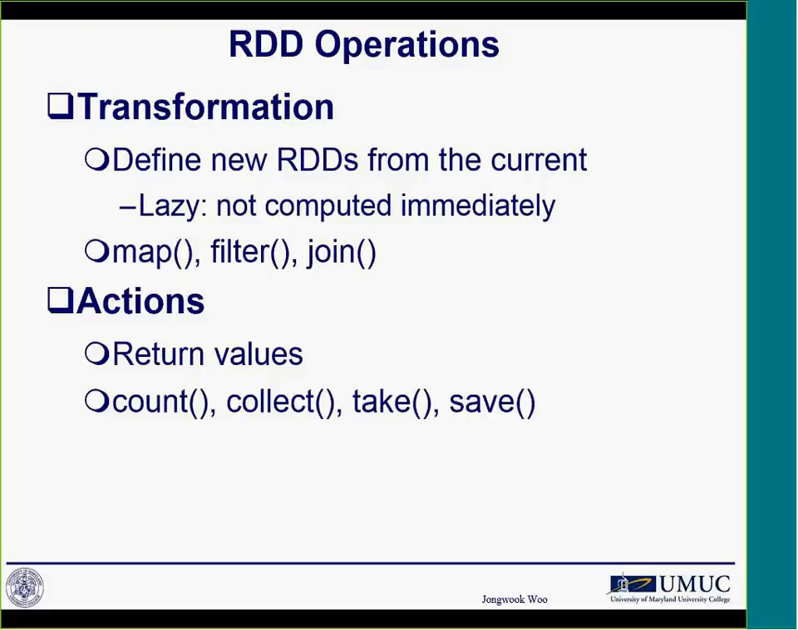So there is an action operation that is actually to trigger computation, and also it returns values, such as the count function, collect, take, save. Those are action functions that trigger the computation. So unless it is called, the transformation never computes any data. Okay, so that is actually lazy computation, and that is the most important concept that you have to remember.